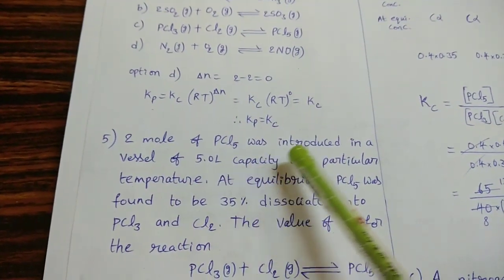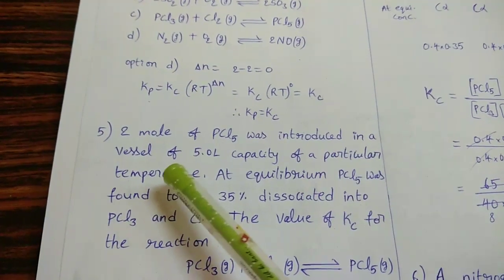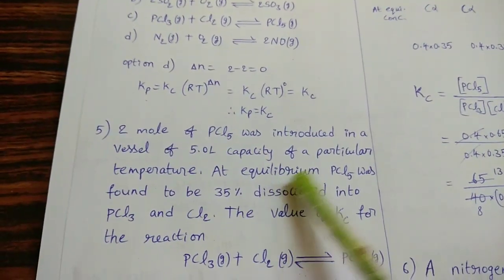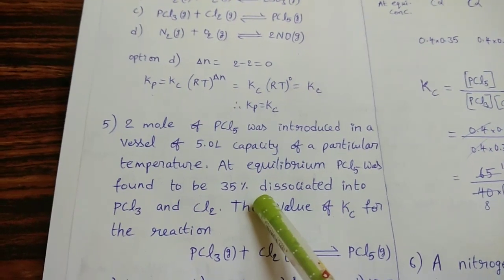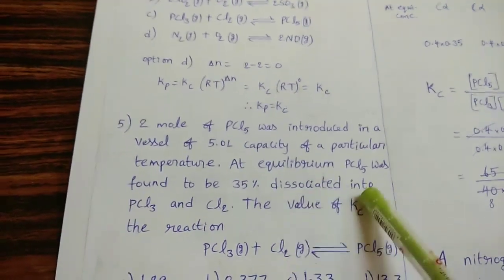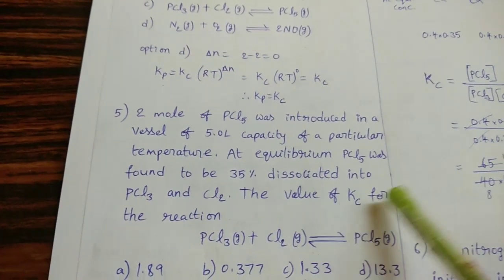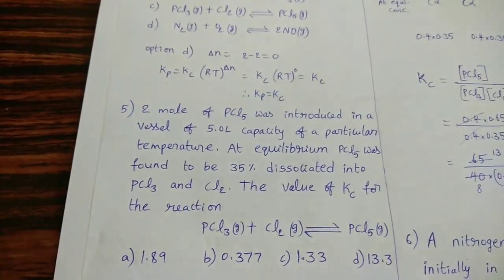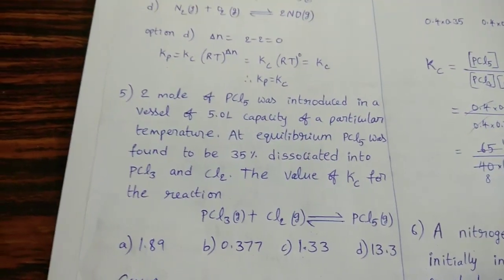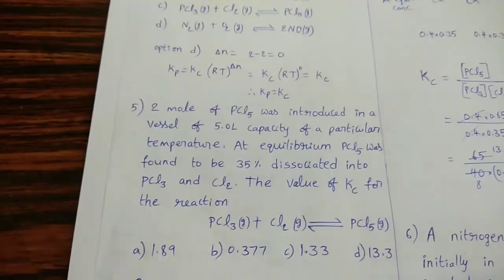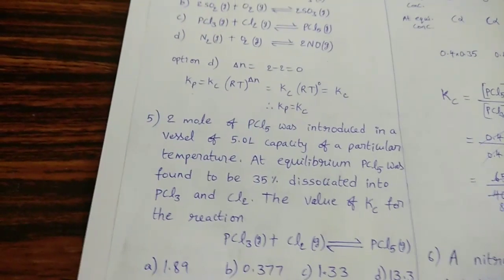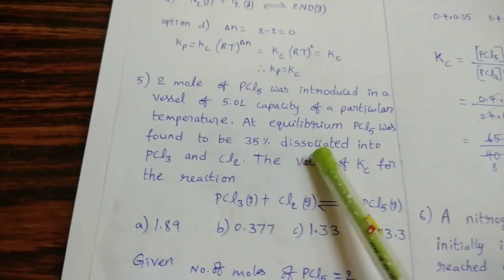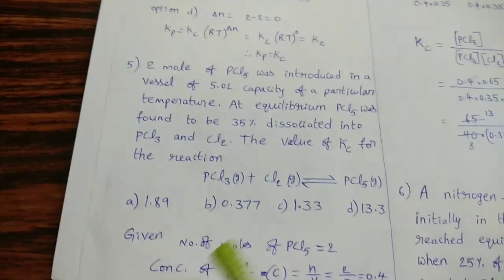Next, 2 moles of PCl5 was introduced in a vessel of 5 liter capacity at a particular temperature. At equilibrium, PCl5 was found to be 35% dissociated into PCl3 and Cl2. The value of Kc for the reaction PCl3 plus Cl2 gives rise to PCl5. This question is somewhat different than other questions. Here, we should consider the backward reaction. PCl5, 2 moles, was introduced and undergoes 35% dissociation. So the backward reaction, say this.